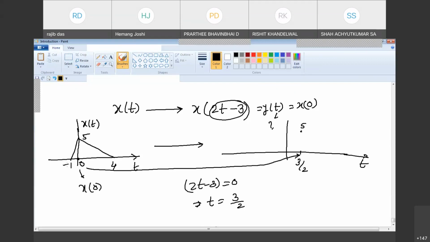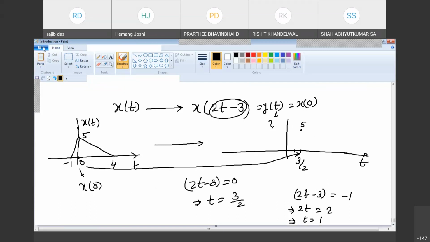Now similarly, how is this minus 1 mapped? When I will get x of minus 1, for which t? So again, when 2t minus 3 becomes minus 1, for what t? 2t equals 3 plus minus 1, which is 2, so t equals 1. Am I correct? So this minus 1 should be mapped to plus 1. Is it okay? And how is 4 mapped?